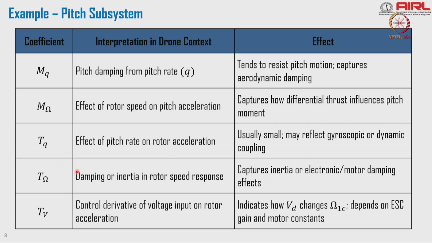T omega is nothing but the damping or inertia in the rotor speed response, and captures inertia or electronic and motor damping effects. TV mostly indicates how the differential voltage changes omega 1C, and depends on the electronic speed controller gain and motor time constants.